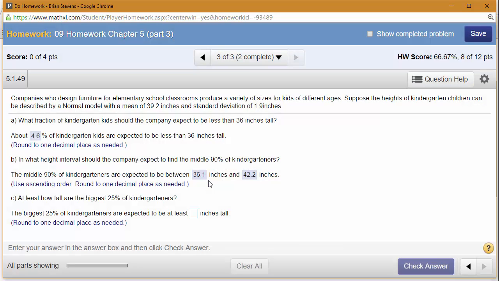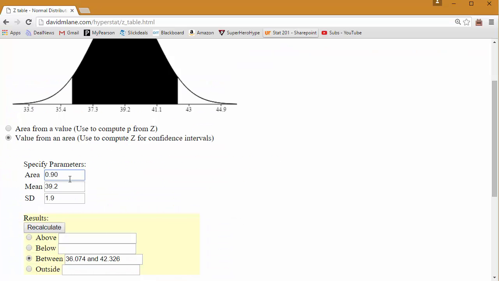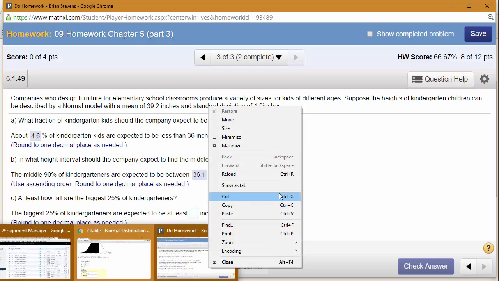At least how tall are the biggest 25% of kindergartners? It should say tallest. And we're on the right path already. Let's go here. So we need the tallest 25%. Once again, we could do this by doing the shortest 75%, and there's the same answer. Lots of ways to answer this. Very important to know that. 40.5 when we round to one decimal, which I believe it asks us to do.